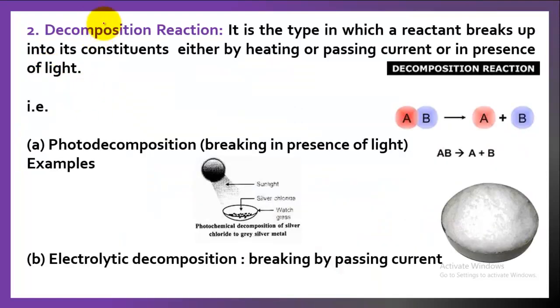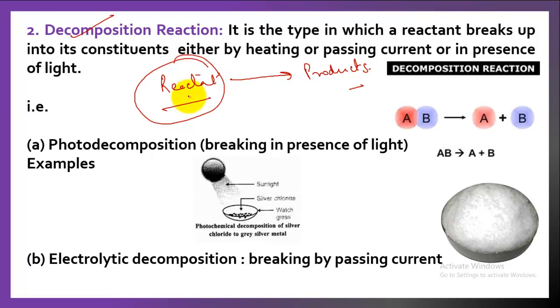Now let's do another type of reaction, that is decomposition reaction. In this type of reaction, what happens? There is one reactant, and this reactant under certain conditions breaks to form products. In this reaction, it is compulsory that the reactant has to be only one. So this is what decomposition is.